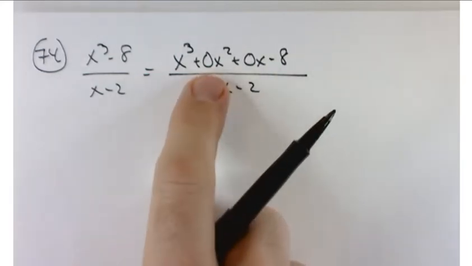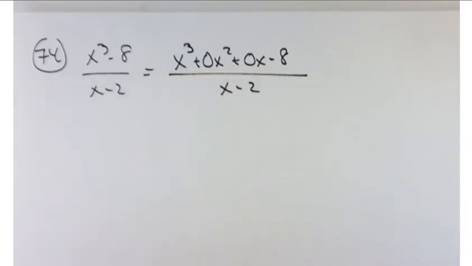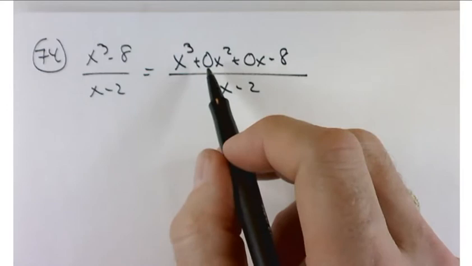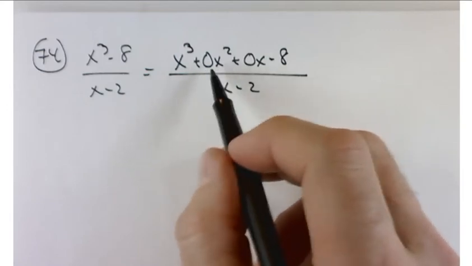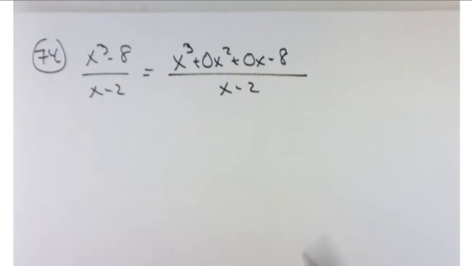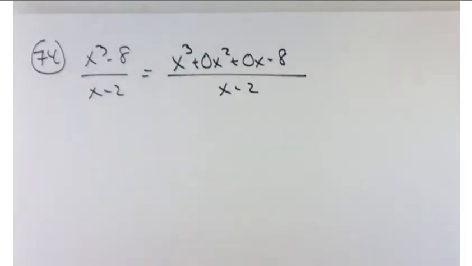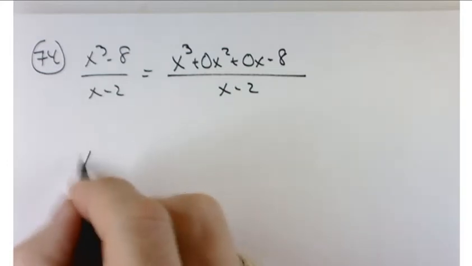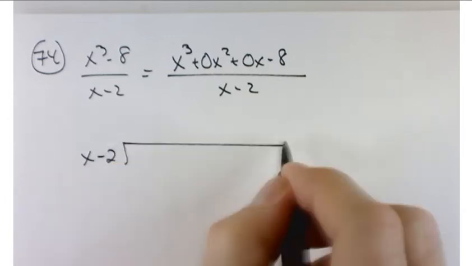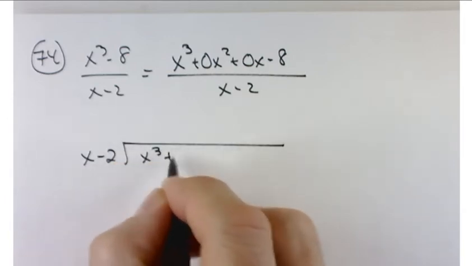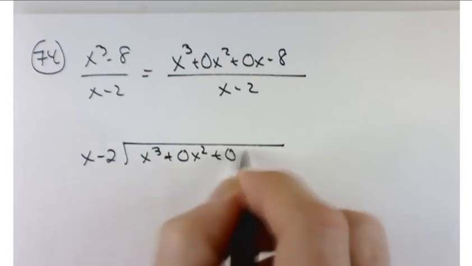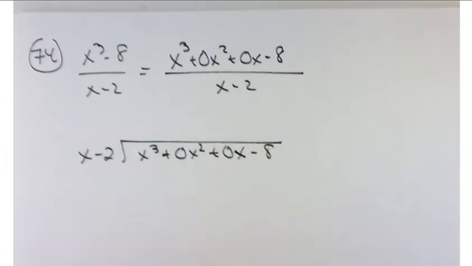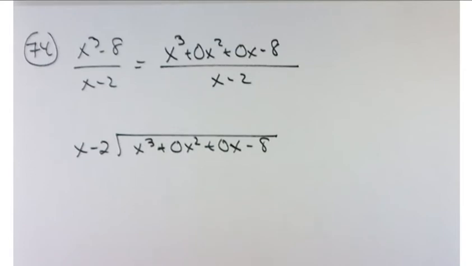So even though they're not explicitly written, you could think of it like this: x cubed plus 0x squared plus 0x minus 8. Now, what's 0 times anything? 0. So I'm not really adding in anything. The only reason I put them there is as placeholders, just to keep organized as I do my division problem. So x minus 2 into x cubed plus 0x squared plus 0x minus 8. Now I'll do a little bit of this, and I'll let you finish it up.